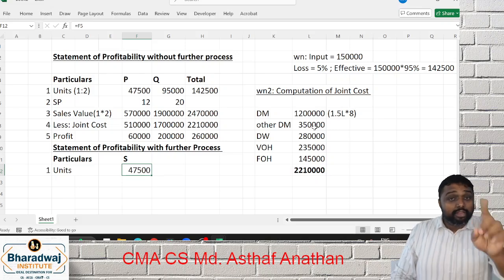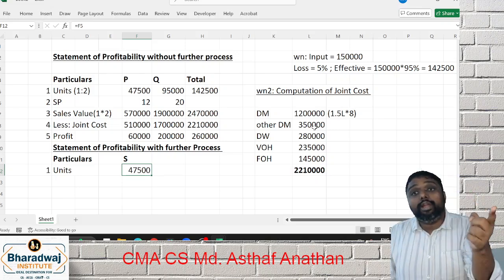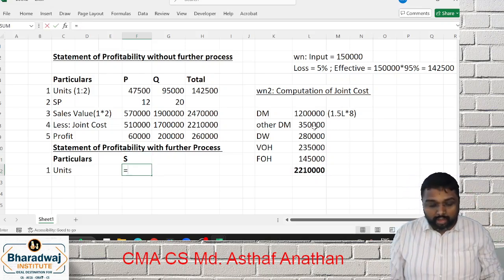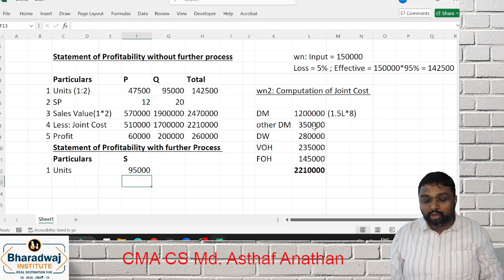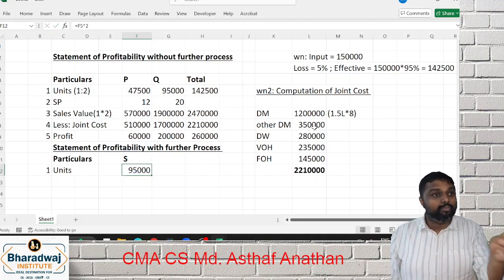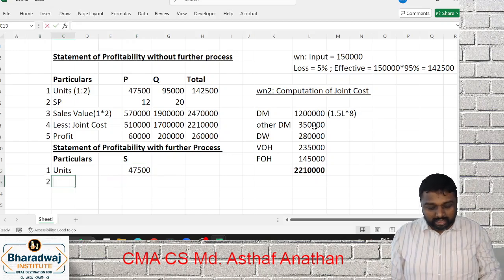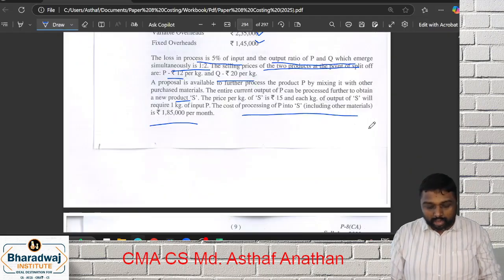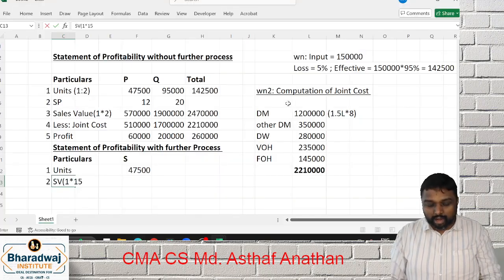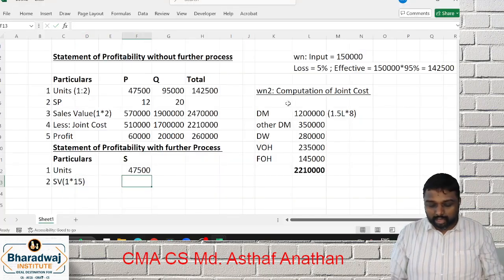So yes also will be 47,500. If in the question they say every 1 unit gives 2 output, you have to take 47,500 into 2. But here every input gives 1 output, 47,500. So what is the sales value? The selling price is given very clearly: yes is sold at 15 rupees. So 47,500 into 15. Now you have to reduce cost.